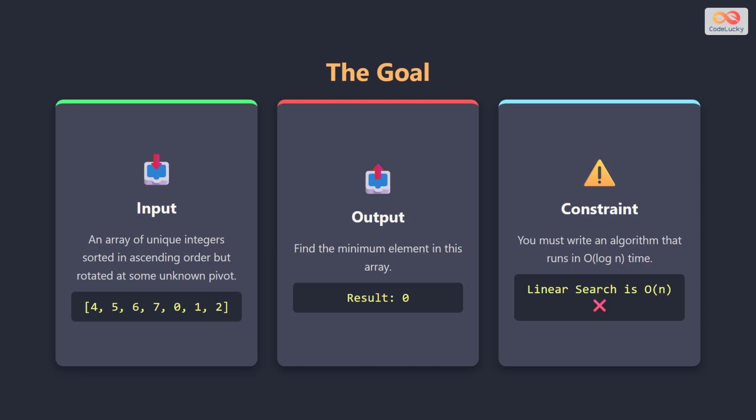Here is the problem statement. You are given an array of unique integers that was sorted, but then rotated. Your task is to find the minimum element. The critical constraint is that your solution must run in logarithmic time complexity.